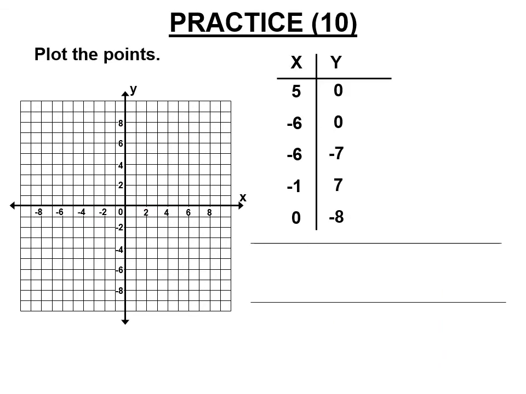All right, so we're at practice. So plot these points. Oops, I just made a mistake. It's 5, 0, and I started to plot 0, 5. 5, 0, -6, 0. -6, -7. -1, 7. 0, -8. That's what we look at.